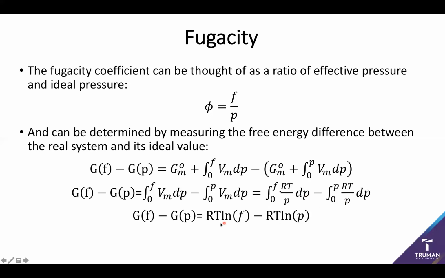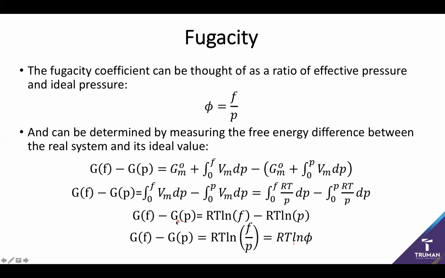And so all we end up with is the difference between the RT of the natural log of f and the RT of the natural log of P. Now, because we are great fans of log laws, the difference of two logs is essentially the same as the log of the ratios. So at this point, what we find is the free energy difference of the actual versus ideal pressures is going to be the same thing as RT of the natural log of our fugacity.